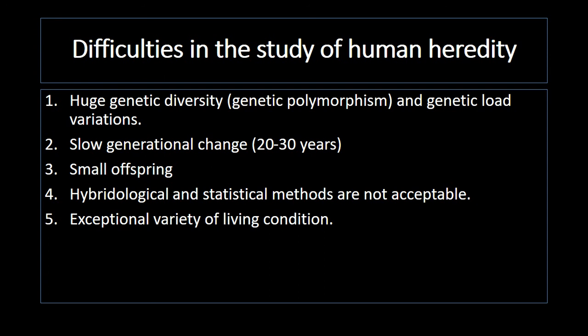The second cause is slow generational change. It's about 20 to 30 years. The next point is a small offspring, and hybridological and statistical methods are not acceptable in the human populations. And the last cause is exceptional rarity of living condition.